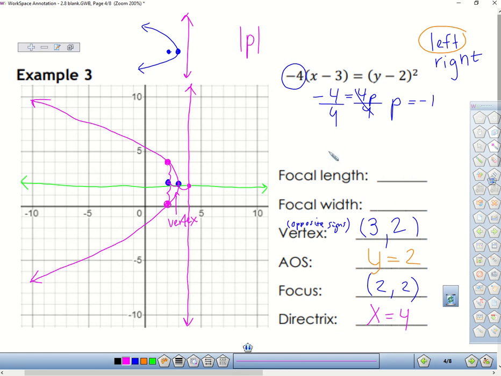So now we're going to talk about the focal length and the focal width. So the focal length is always the absolute value of p, which is 1. The focal width is always 4 times the absolute value of p, which is 4. And to remind you guys, this is the focal width right here. This is the focal length right there. That's what it is on the graph.